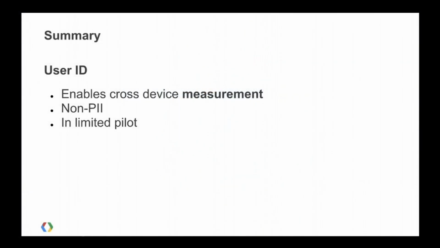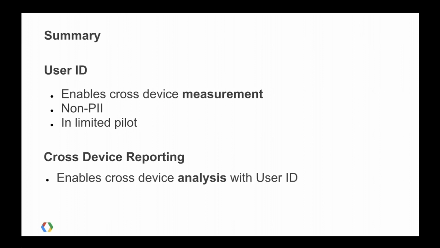So just to summarize what I've covered so far, user ID enables cross-device measurement in Google Analytics. It should be non-personally identifiable. Let me say that again, non-personally identifiable. And right now it's in a limited pilot, and we'll have more details about when it's coming to you guys pretty soon. I also showed you 3 new cross-device reports. And these are going to enable cross-device analysis, and they're all built on top of using user ID. And these reports are coming soon, and we're going to have some more information for you soon about when you can expect those.